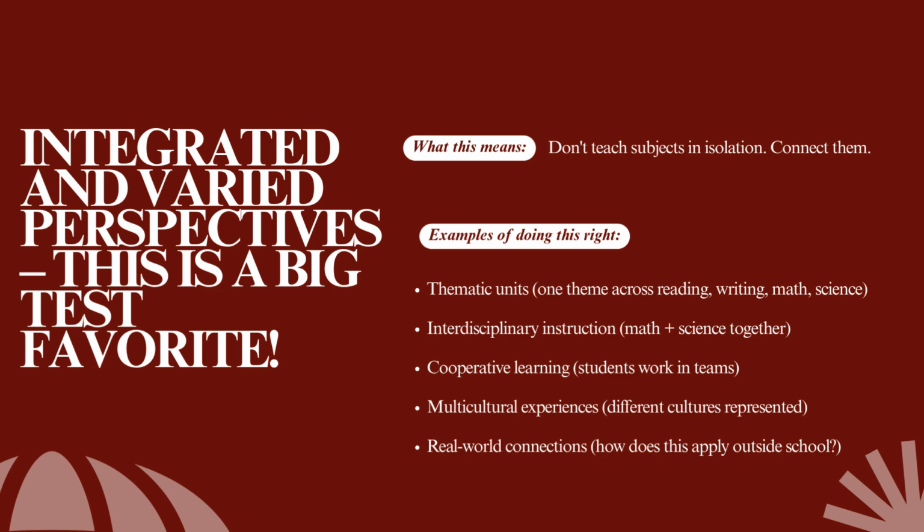Integrated and varied perspectives. This is the big test favorite. What this means: don't teach subjects in isolation. Connect them. Examples of doing this right: thematic units, which means one theme across reading, writing, math, science. Interdisciplinary instruction, math plus science together. Cooperative learning, students work in teams. Multicultural experiences, different cultures represented. And lastly, real world connections. How does this apply outside school?